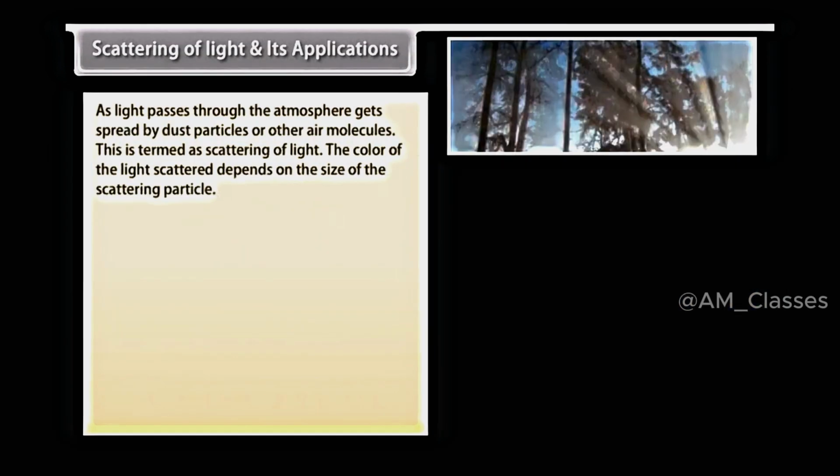Scattering of light and its applications. As light passes through the atmosphere, it gets spread by dust particles or other air molecules. This is termed as scattering of light. The color of light scattered depends on the size of the scattering particle.